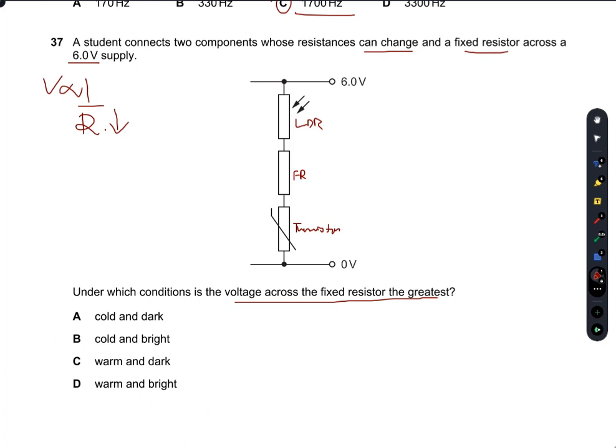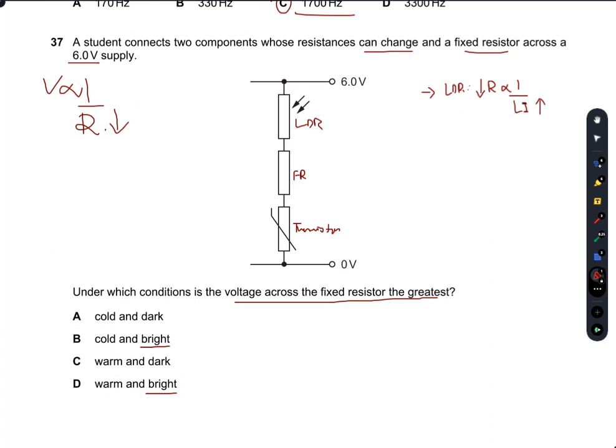So if I check for an LDR, resistance is inversely proportional to light intensity. So if I have to lower the resistance, I will have to maximize the light intensity. So I will have to take bright conditions. So for the LDR, we have to take higher light intensity, brighter light.